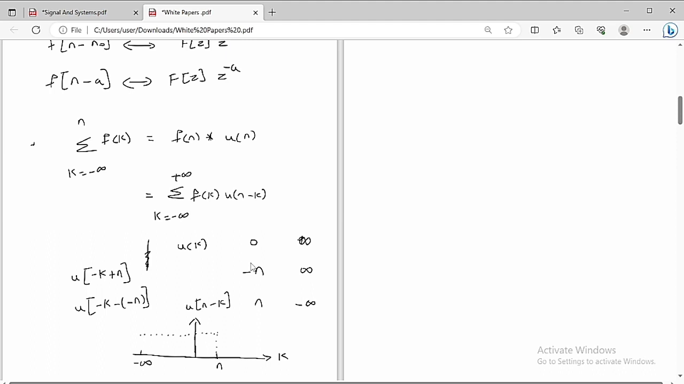For k greater than n, its value is equal to 0. So u of n minus k is equal to 0 for k greater than n. Therefore the summation goes from k equal to minus infinity to n only, because after that u of n minus k is 0, and 0 into f of k is again 0. That is the reason it becomes like this. So always write it in the standard format of f of t.